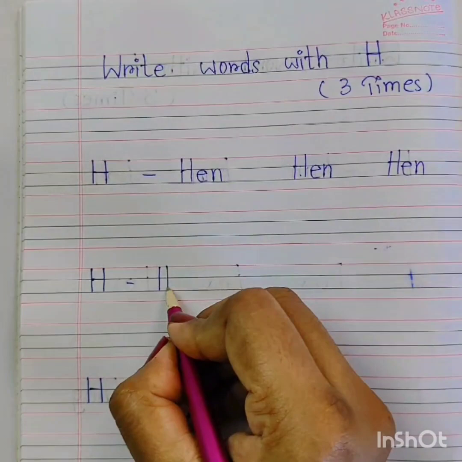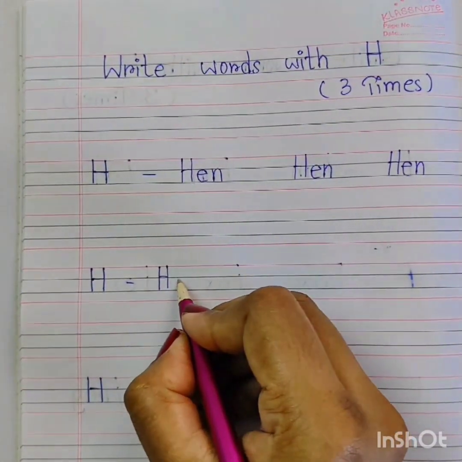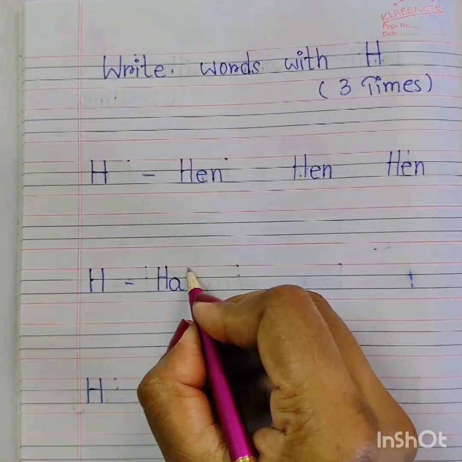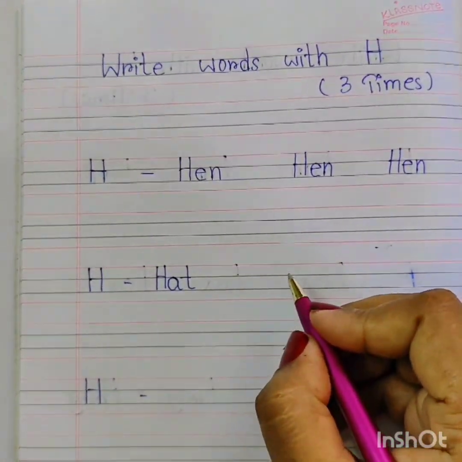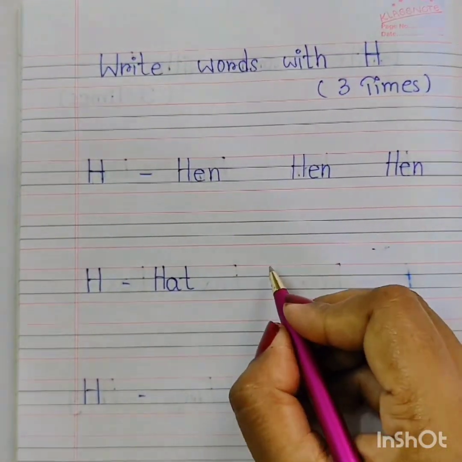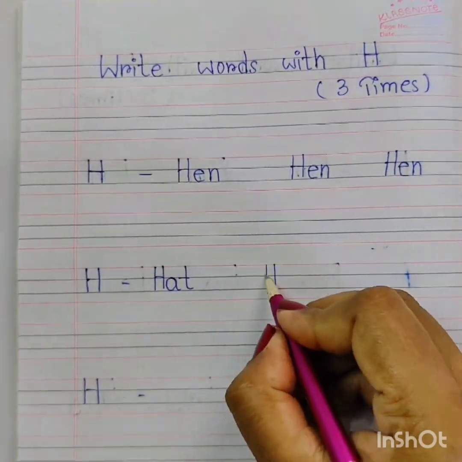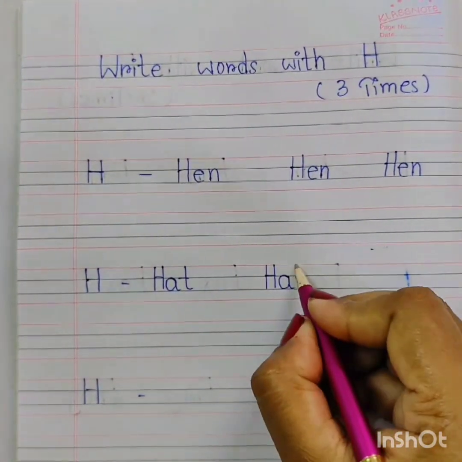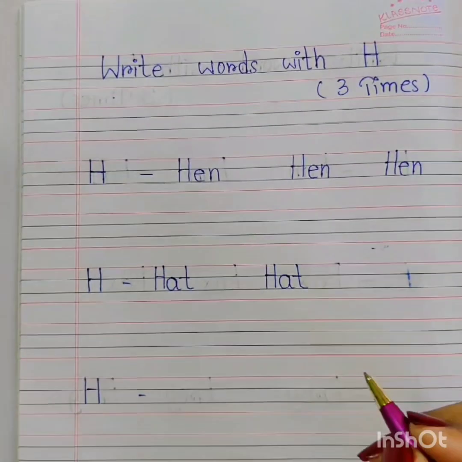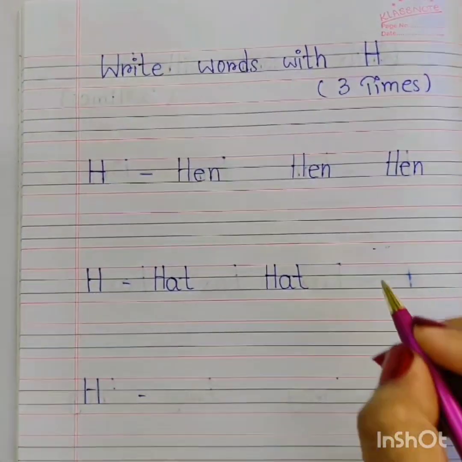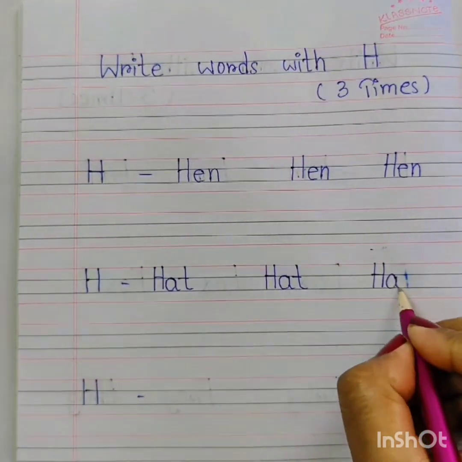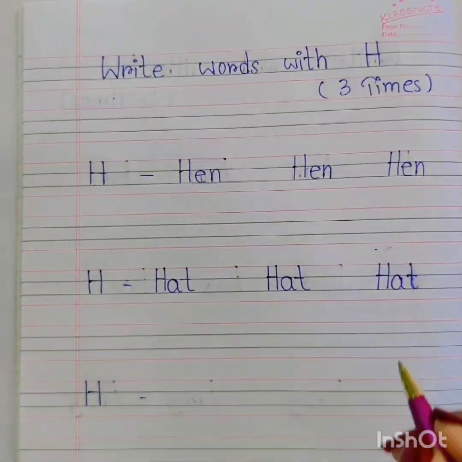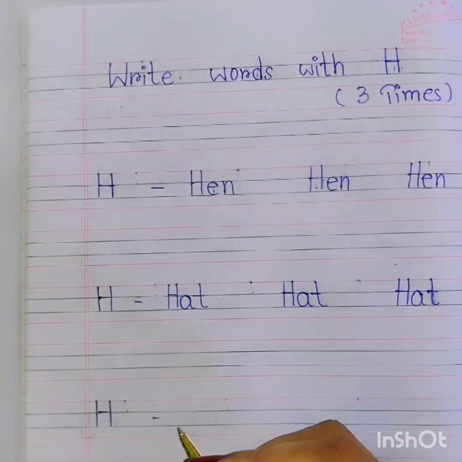Hat. Capital H, small a, small t. Hat. Give gap and write down again. H, A, T. Hat. One more time. H, A, T. Hat. Now next word.